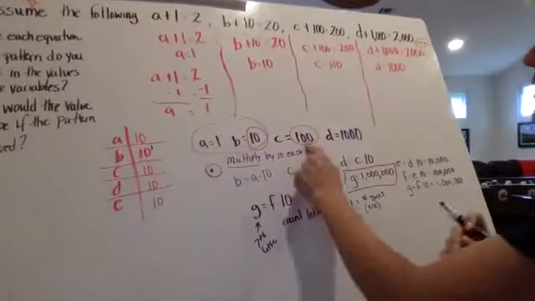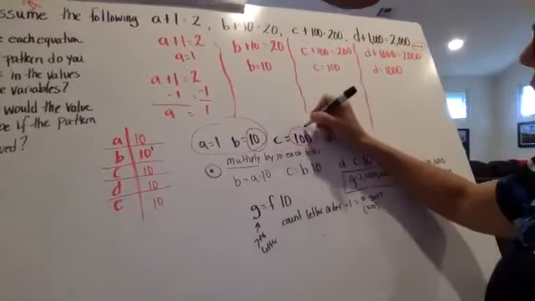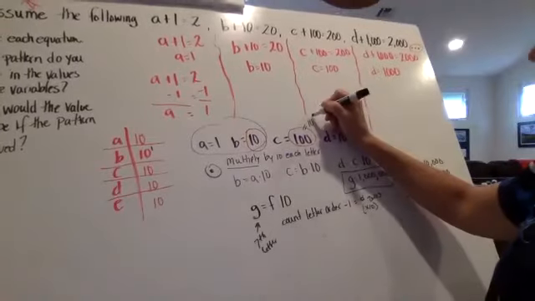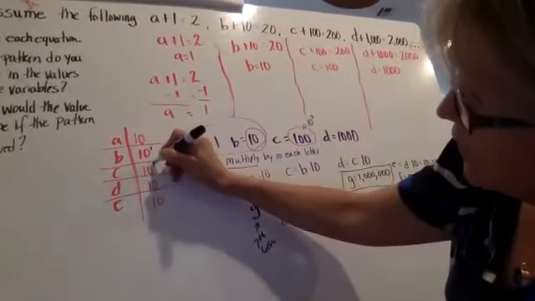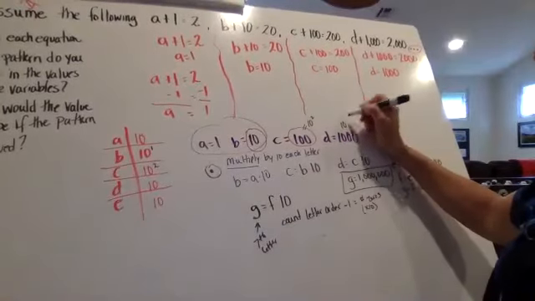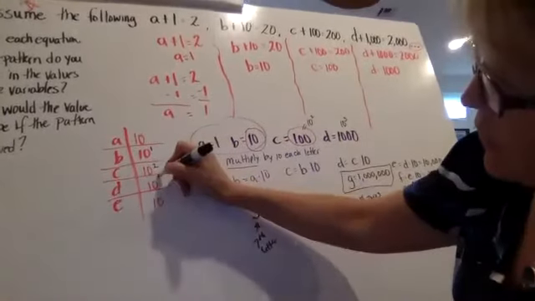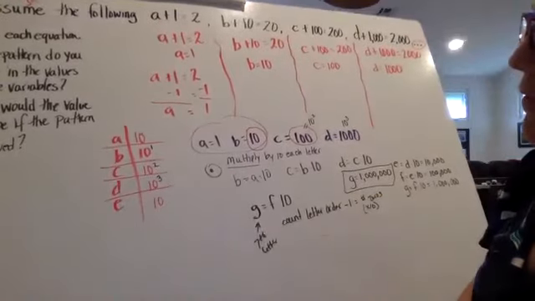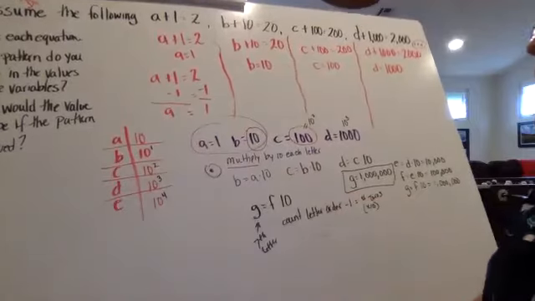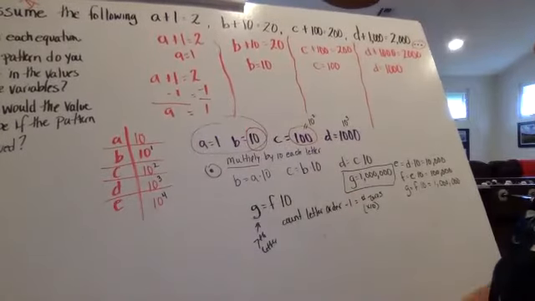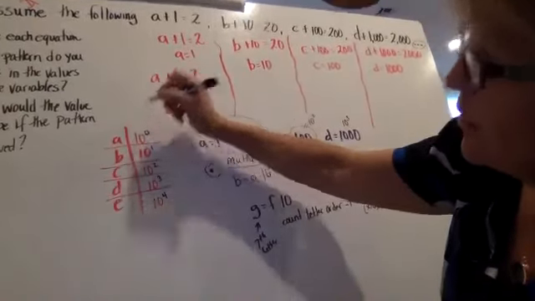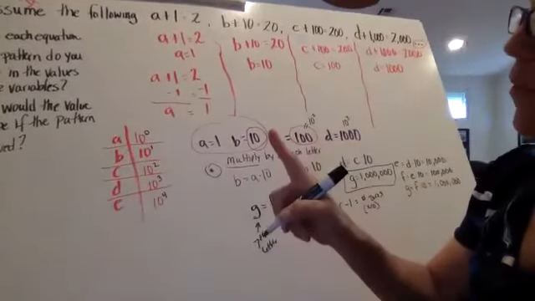What would C be? C is 100. What's another way of writing 100 with 10 as exponents? 10 to the second power. Okay, so what about D? 10 to the third power. What about E? 10 to the 4th power. The fourth power. And then what about A? A is 1. 10 to the 0 power. Anything to the 0 power is 1.